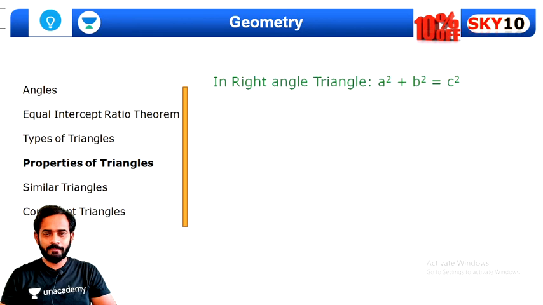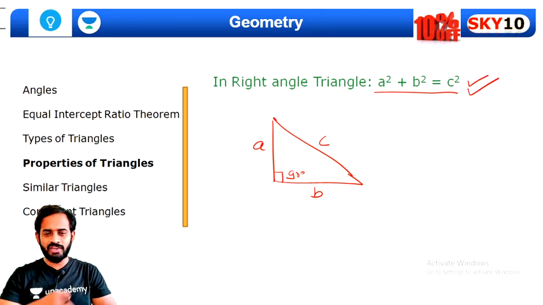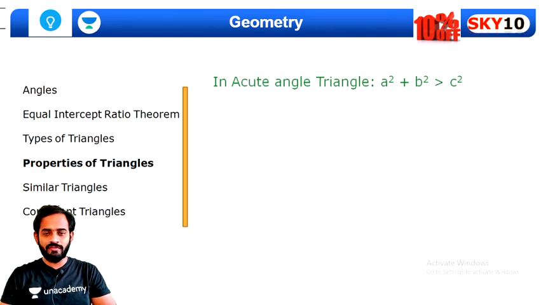Next. In a right angle triangle, A square plus B square is always equal to C square, and this is which theorem? It is Pythagoras theorem, isn't it? So whenever we have a right angle triangle, that is, one angle is 90 degrees, then A is this, B is this, and C is the hypotenuse. In such a triangle, this will always hold true, that is, A square plus B square is equal to C square. So just remember this.